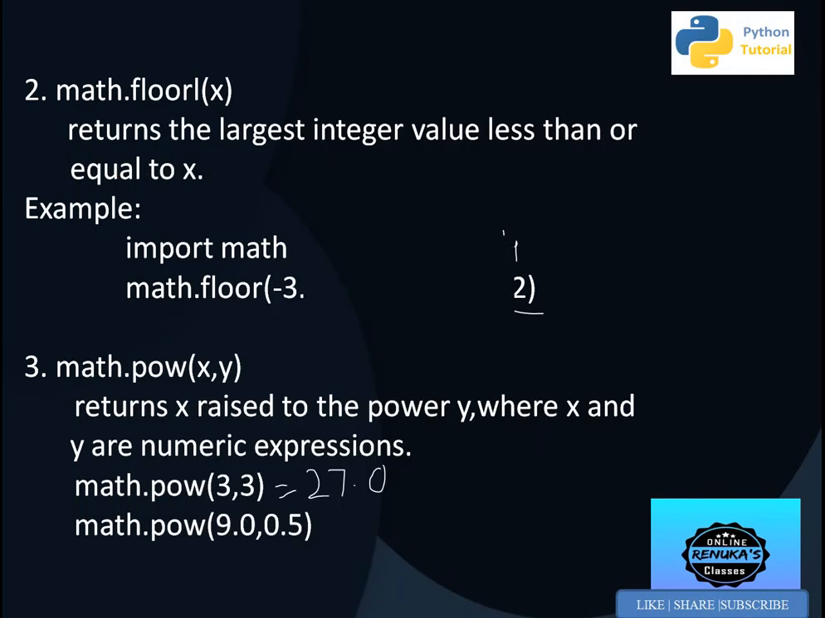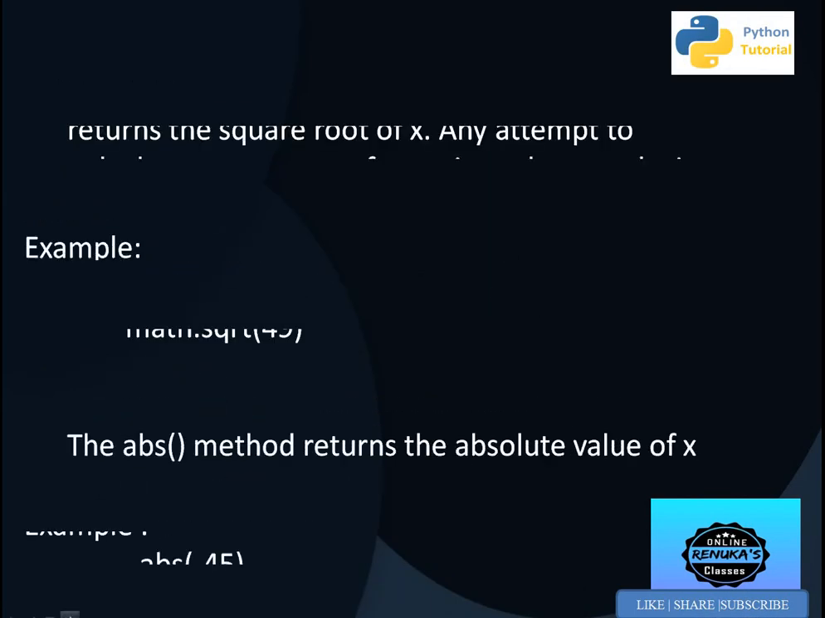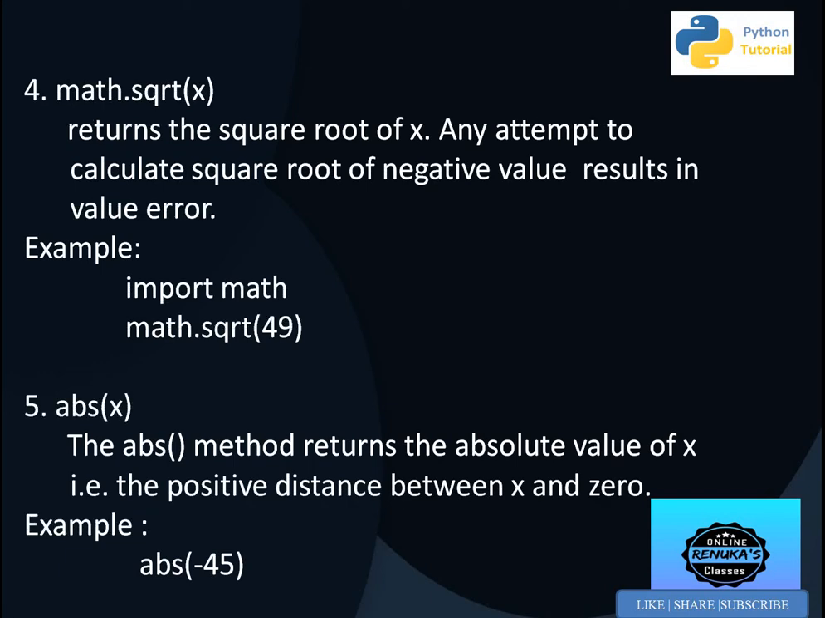Moving to the next function, that is math.sqrt. It helps to find the square root of the given number, but if you try to find the square root of a negative value, it will result in an error. So only the square root of positive numbers can be found.